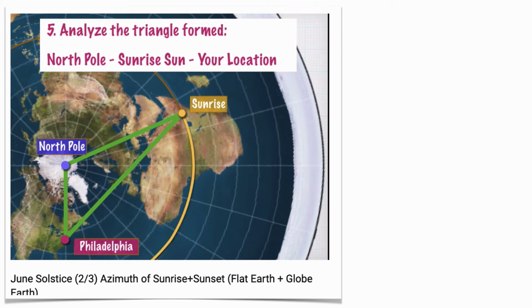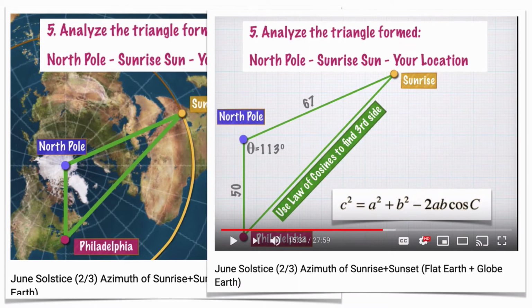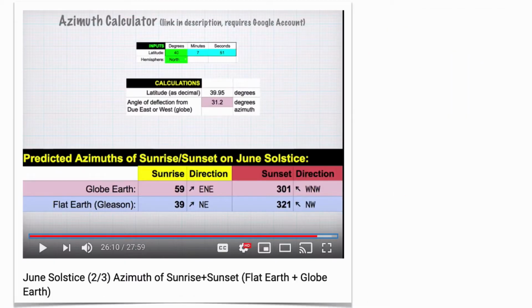If the Earth were flat, the math is a little bit easier because you just have one 3-sided triangle, so you could just use the law of cosines to figure out your azimuth of sunrise or sunset. All right. Because the math is so complicated, what I've done is I've plugged it all into a spreadsheet. All you have to do is input your latitude and the time of sunrise and sunset. With those 3 pieces of information, it will calculate the azimuth of sunrise and sunset using globe Earth math or using flat Earth math.